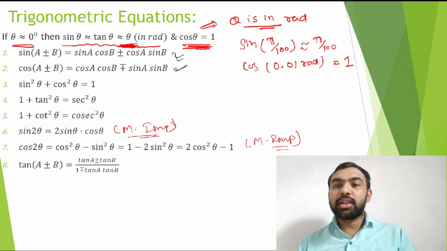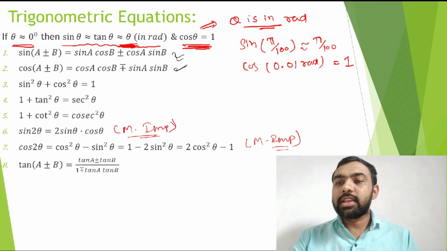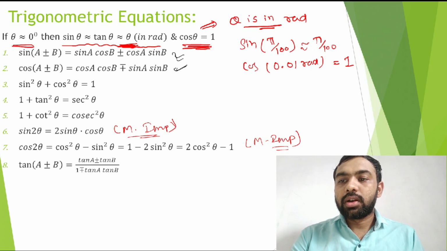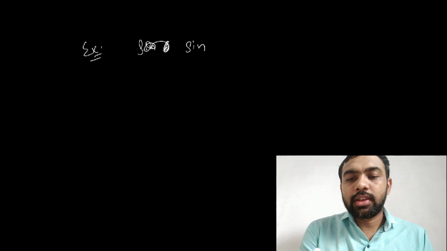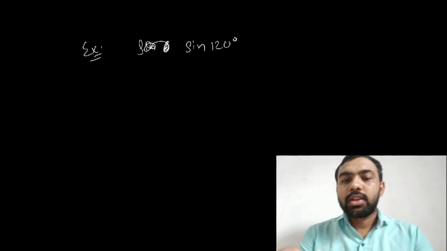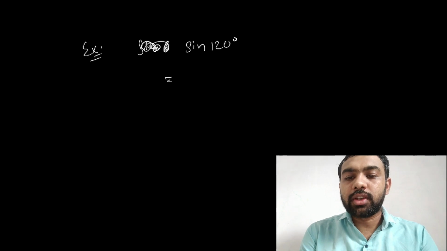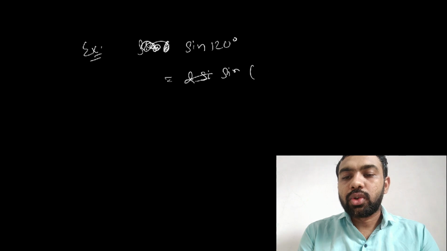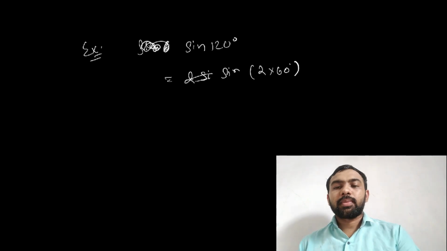Similarly, how do we write sine 2 theta? So this type of case is given to you. Let's see, for an example, sine 120 degree. Then sine 120 is unknown for us right now. Sine 120, then you will just convert it, like sine 2 into 60 degree.